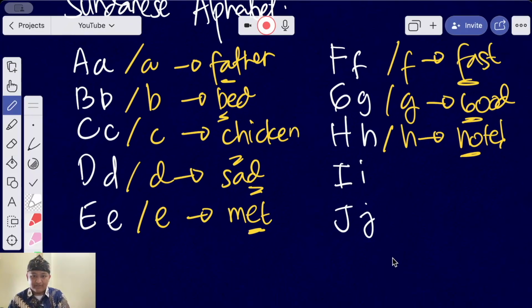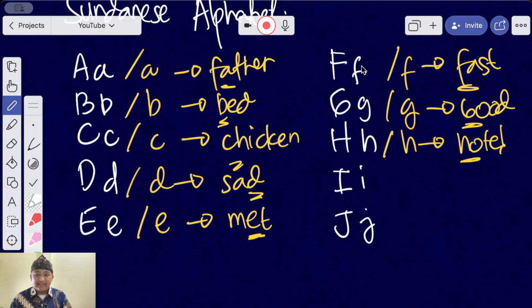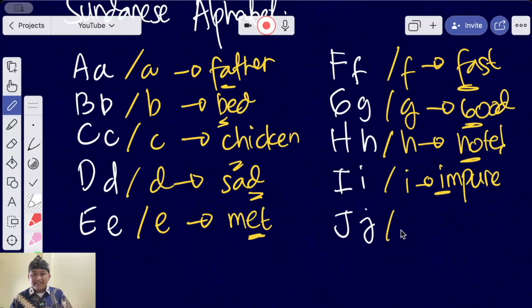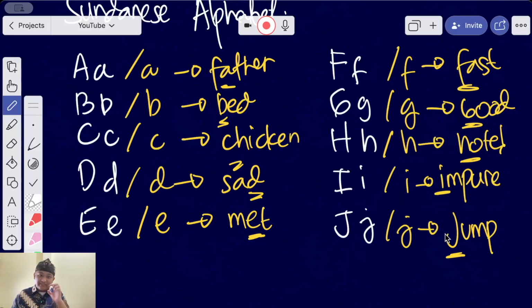Okay, let me scroll down a bit so that everyone can see. This one is I, as in impure, the I of impure. This one is J, let's say, jump, the J of jump. So A, B, Ch, it always has the same voice. So if you see Sundanese letter C, it's Ch, it will always be read as Ch. The sound is only one for each letter.